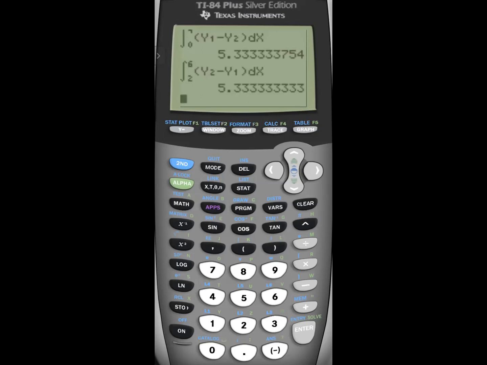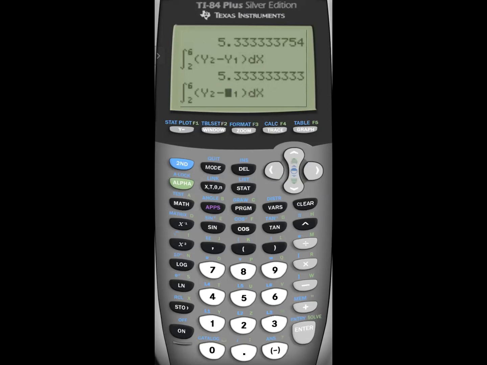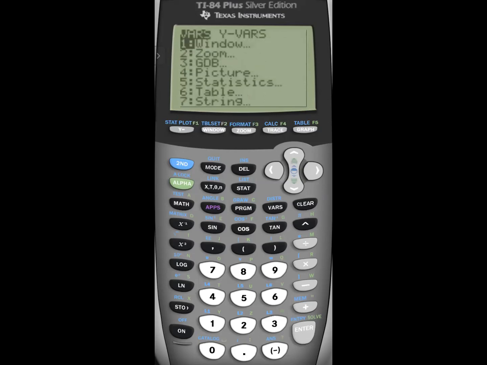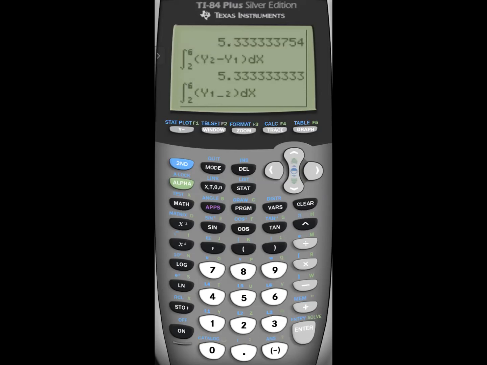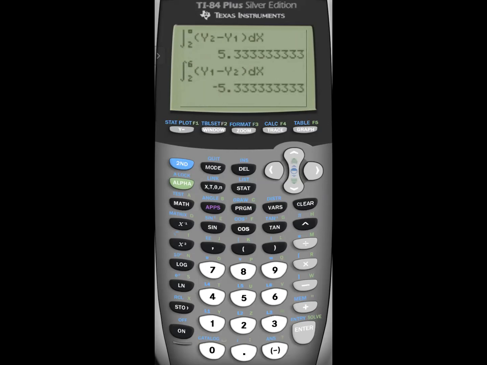Okay, so what if I had flipped the values around? What if I accidentally mixed them up and I wrote instead y1 minus y2? You would notice that the only difference is it would have been negative, right? Let's talk about that for a moment and try to find a way to fix this so we don't have to worry about which order anymore.